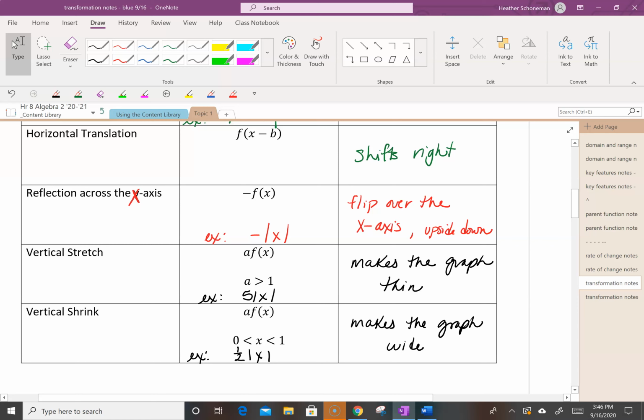Likewise, if you put a number in there between 0 and 1, and no, a negative doesn't work because it turns it over, it doesn't change the size. But if you put a number in there between 0 and 1, like 1/2 of the absolute value, that's going to shrink it down. So imagine this graph is in a press and you press down on it and it gets shoved together and it oozes out the side. It's getting wider and fatter, so it's shrinking it down and making it fatter or wider.